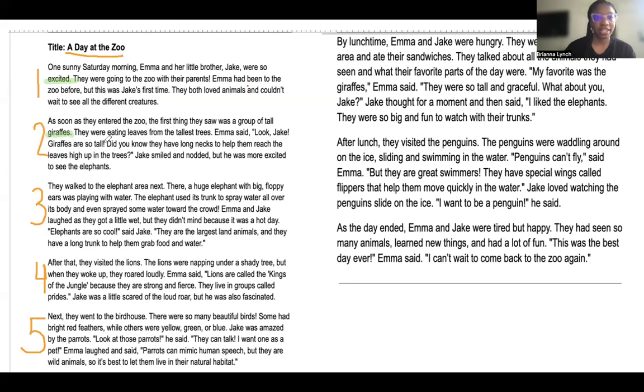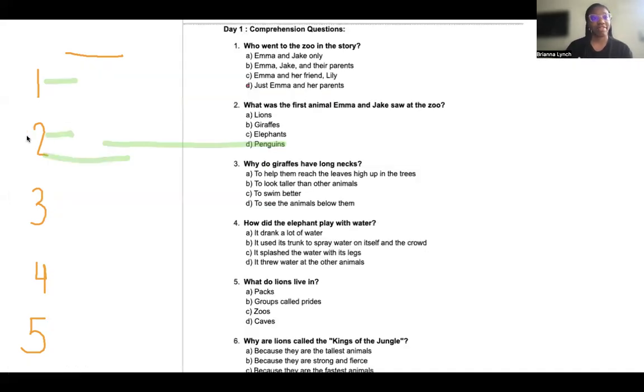Oh, there's my answer. Did you know they have long necks to help them reach the leaves high up in the trees? So now it's time for us to go back, and now we got to do what? We got to slash that trash. So we're on question number 3. Okie dokie. And let me get my red so we can slash the trash.